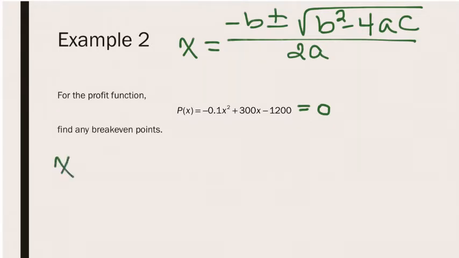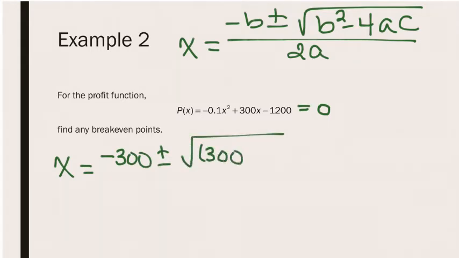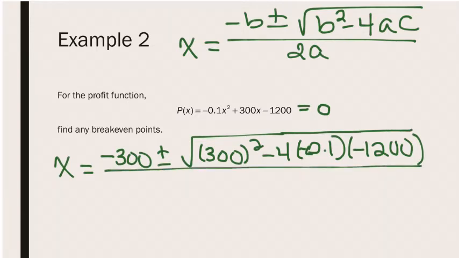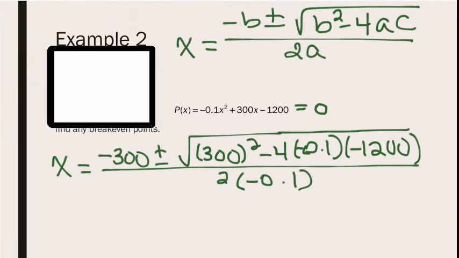So here I have x is equal to negative 300 plus or minus the square root of 300 squared minus 4 times negative 0.1 times negative 1,200. And that entire thing is going to be divided by 2 times negative 0.1.